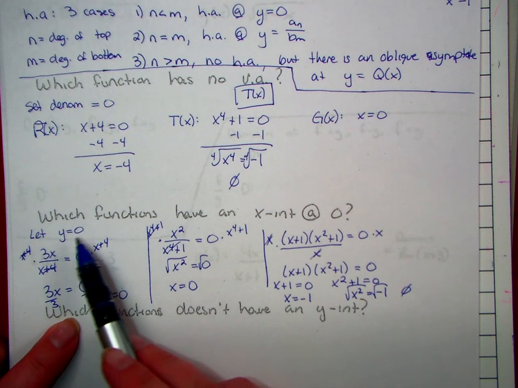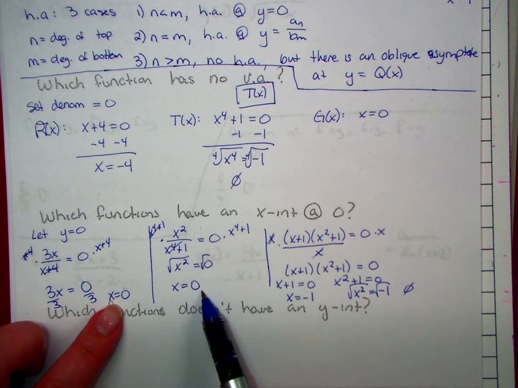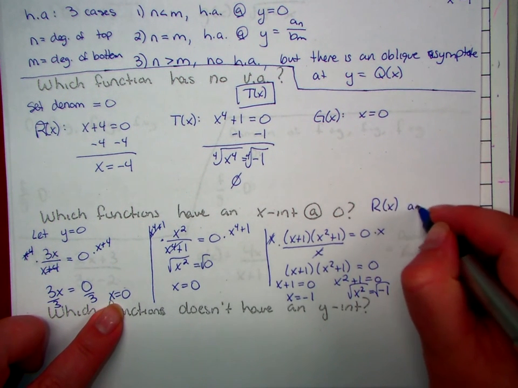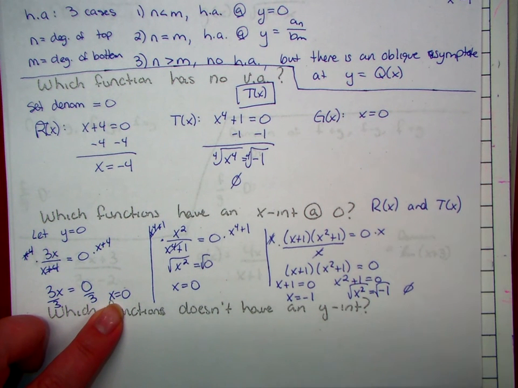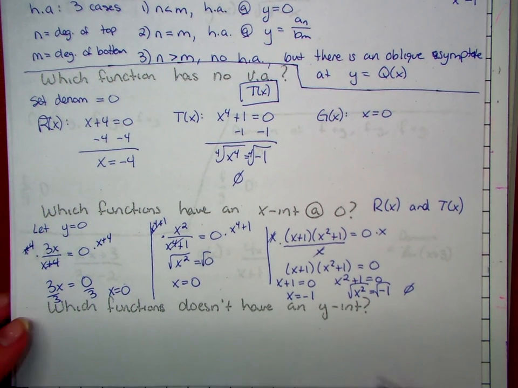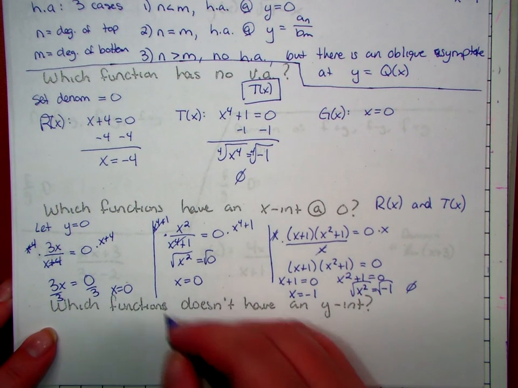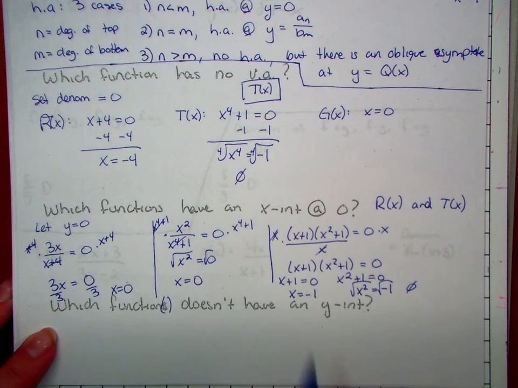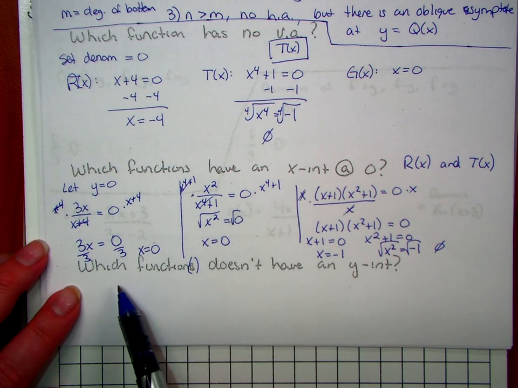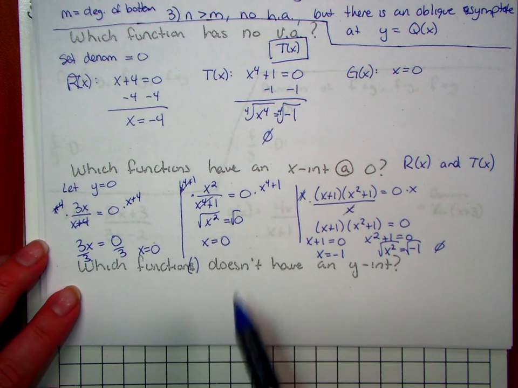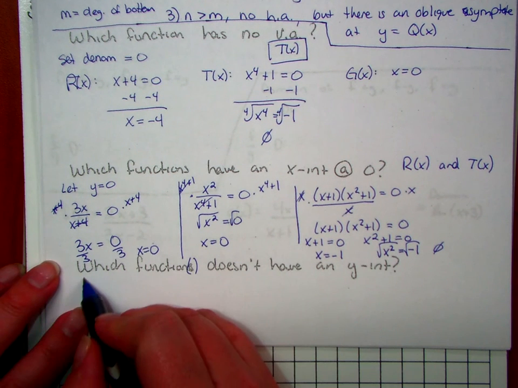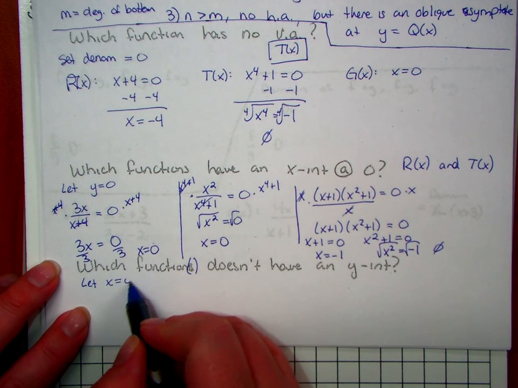So the question was, which functions have an x-intercept at 0? Okay, the first two, all right? So r of x and t of x. They both had x-intercepts at 0, right? All right, which functions don't have a y-intercept? Okay, functions, that's kind of bad English there, right? Apologize. Which function doesn't have a y-intercept, or which functions don't have a y-intercept, all right? But y-intercepts, we're going to let x equal 0 and see what happens, okay?